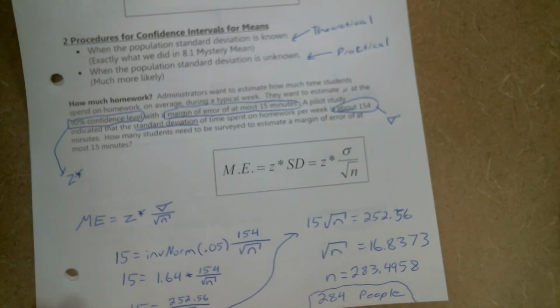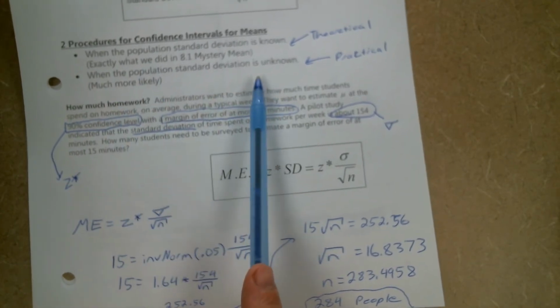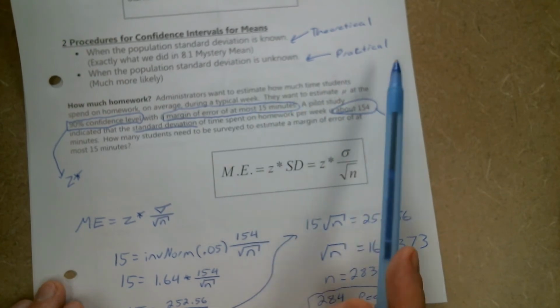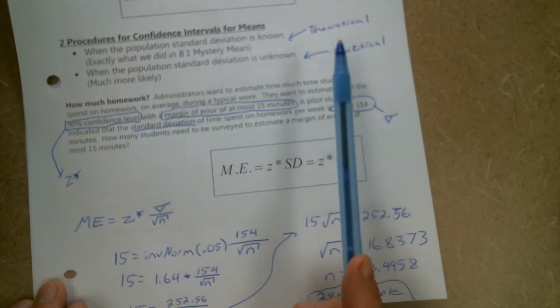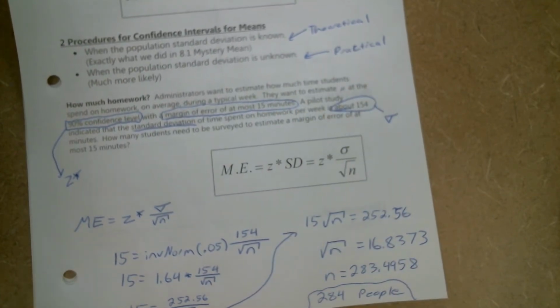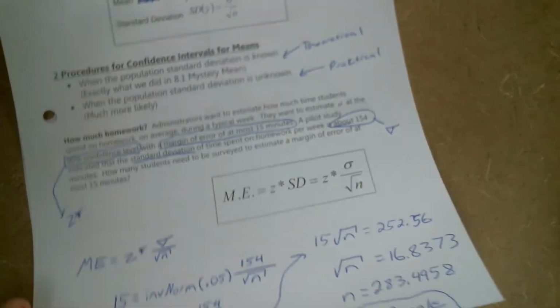All right, so population standard deviation is unknown. This is sort of the real world scenario. You're sampling from a population, you calculate a mean, you don't know the population standard deviation. You might know a sample standard deviation, but you don't know a population standard deviation. So what do we do?